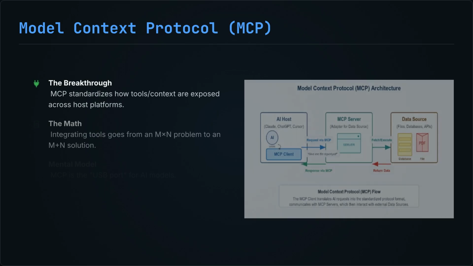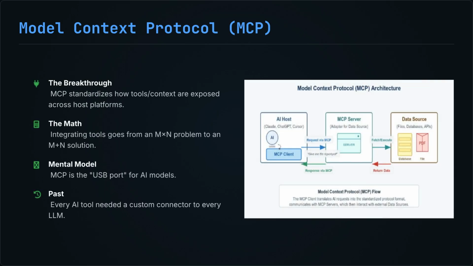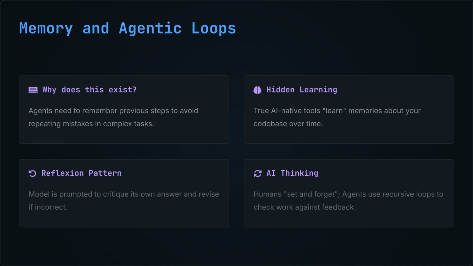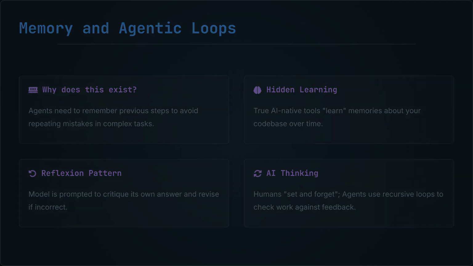The Model Context Protocol, or MCP, standardizes how tools and context are exposed across host platforms. It acts as the USB port for AI models, simplifying integration from an M times N problem to an M+N solution. Memory and agentic loops are vital, so agents can remember past steps and avoid mistakes. The reflection pattern involves the model critiquing and revising its own answers using recursive loops.